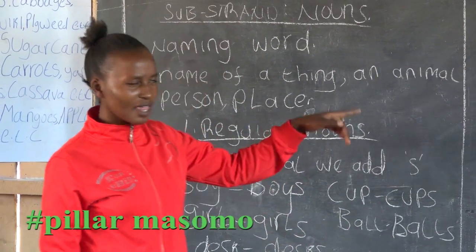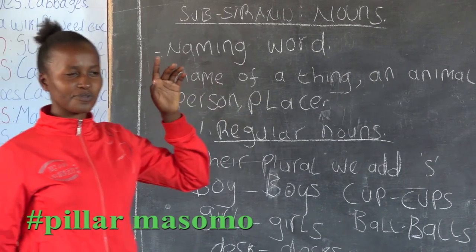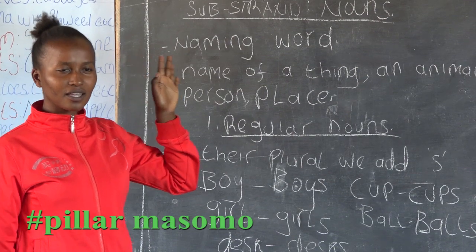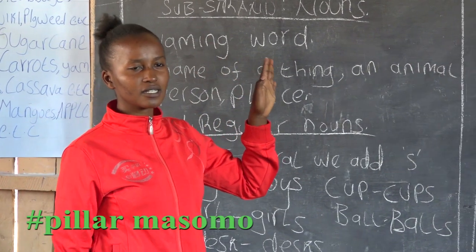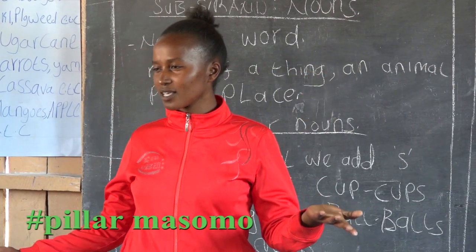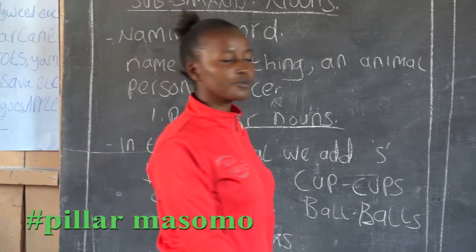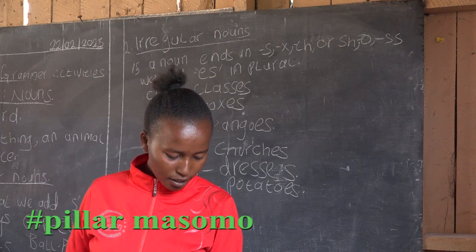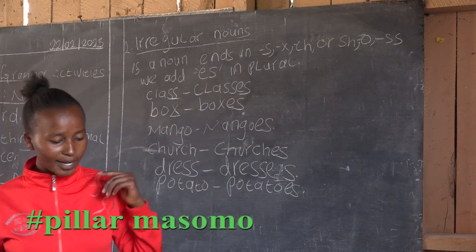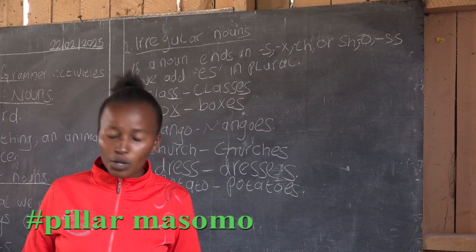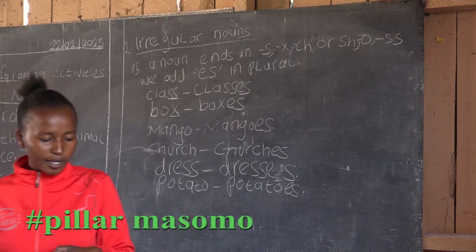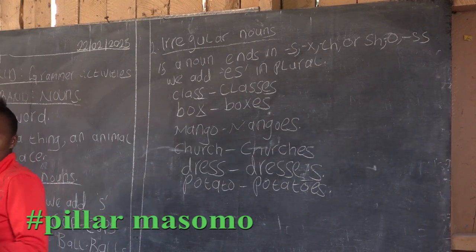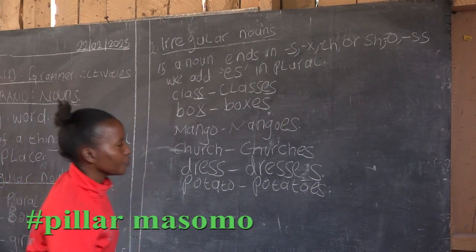Is it supposed to be there? It is supposed to be where? Somebody else? Any other examples? So we continue. Should we go on? The other type of nouns under irregular is the nouns that end with Y. So what do we do with nouns that end with Y? I know you have a clue about that.